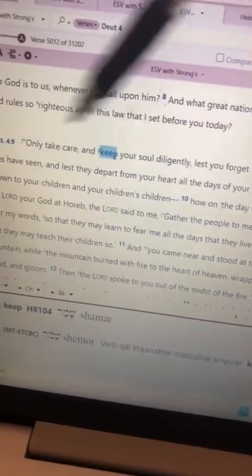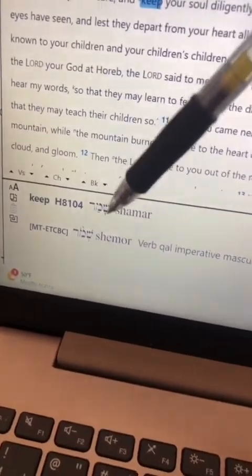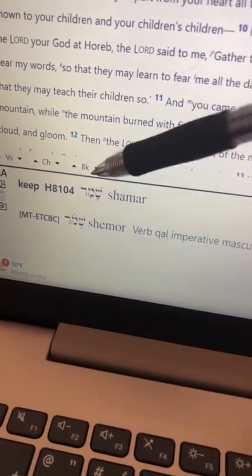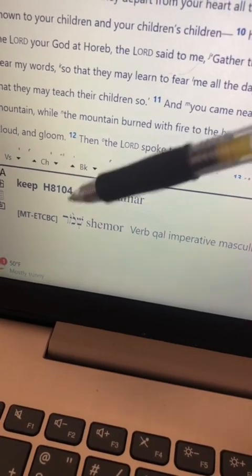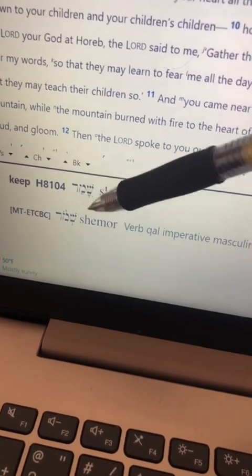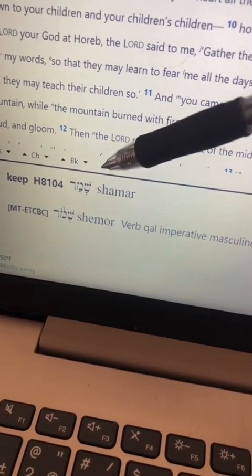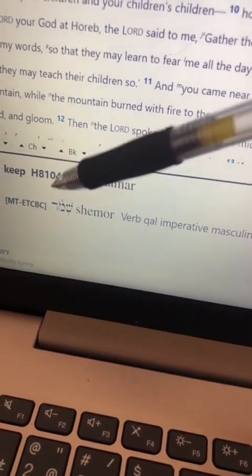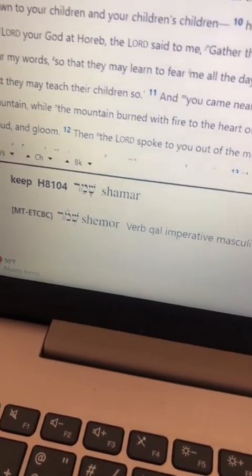Okay? So he's talking about the commands here. So what is this keep? Keep is shamar. And this R is the picture of the head. So you're keeping them in your head. You're thinking about them intelligently, thus doing them. Okay? It's not just all about hearing them once and letting them go in one ear and out the other, but in doing them, you are keeping them.